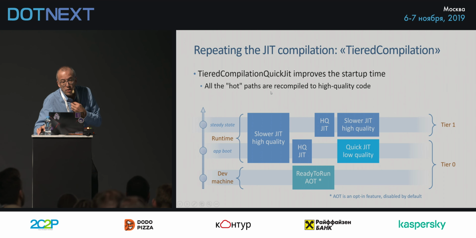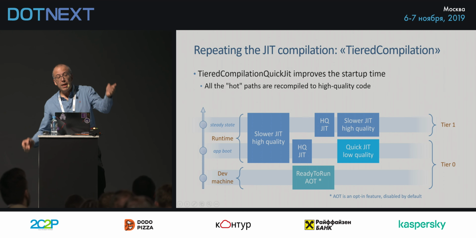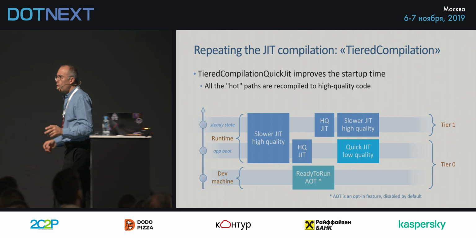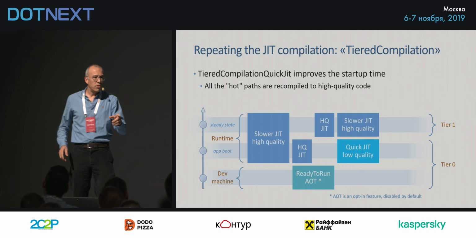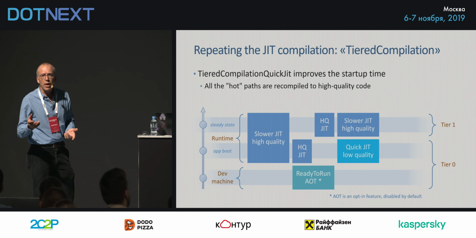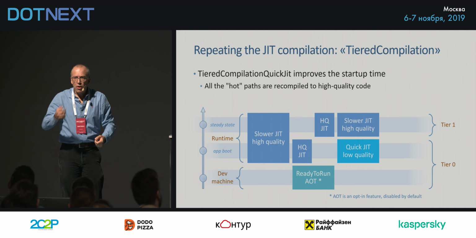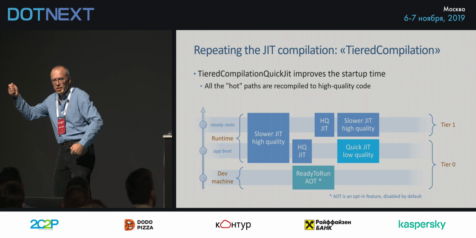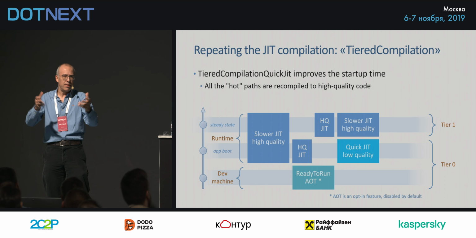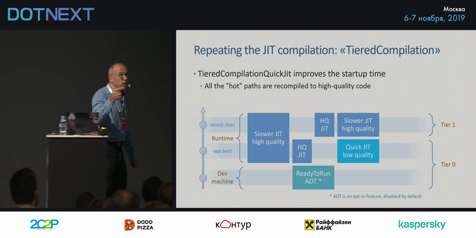Then you have an option that is not turned on by default, that is tiered compilation quick JIT. So if you want to leverage the JIT and not AOT for good reason, maybe because you run your application on multiple platforms and you don't want to compile for Linux 64, for ARM32, for ARM64, Windows 64, it's a nightmare, right? And so you want to enable the quick JIT.